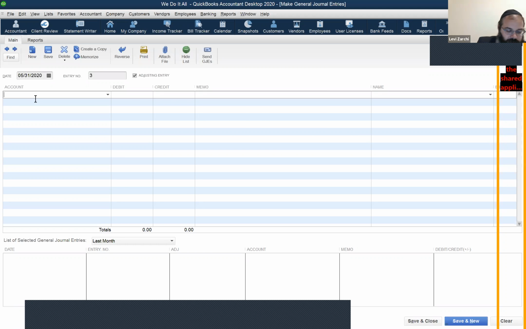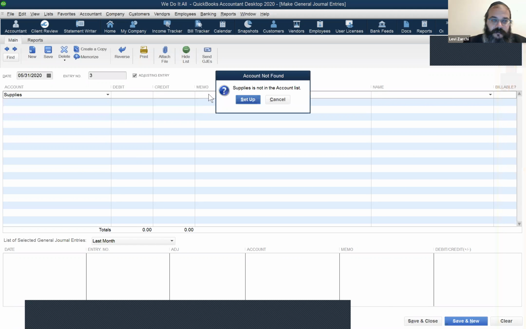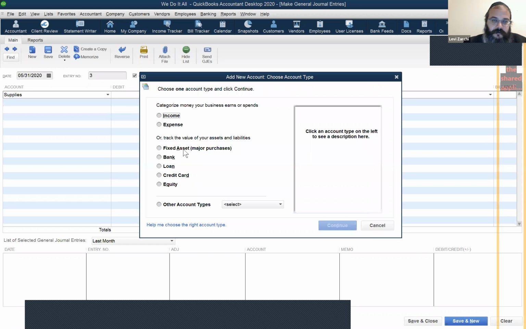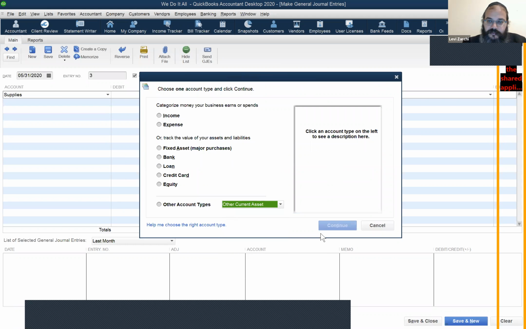So let's see what we're doing here. We're doing number one, the $71. So we're going to do the supplies. Since we have office supplies, I'll just put general supplies, and that's going to be an asset account. Set up an asset of supplies. It's not a fixed asset because it's not a major purchase, but it's an asset nonetheless. It's another current asset because it can be sold. And it says here, prepaid expenses.